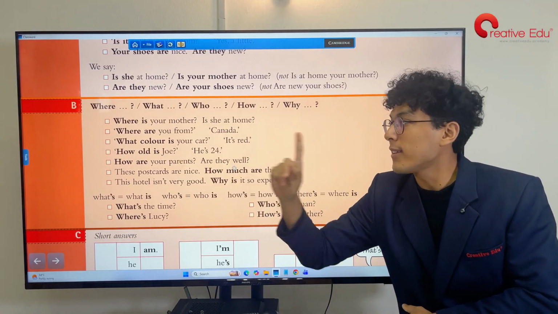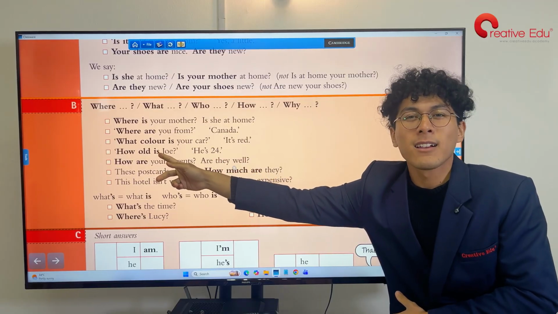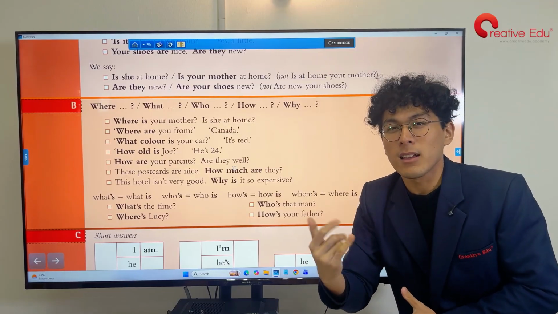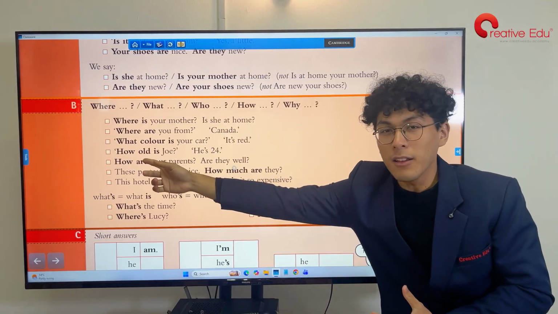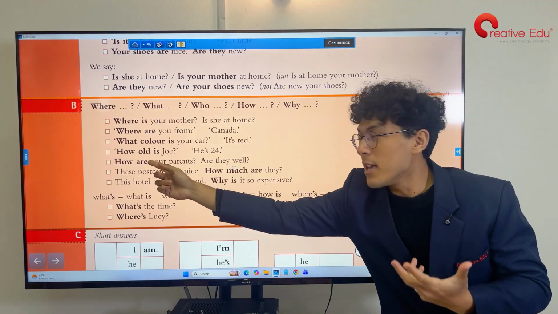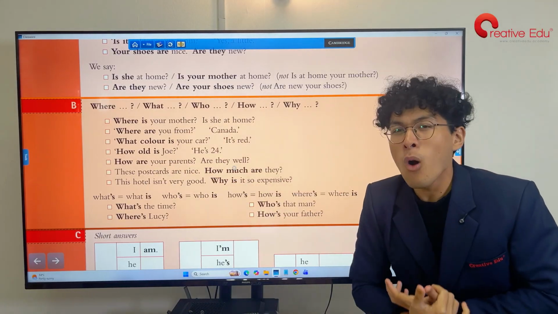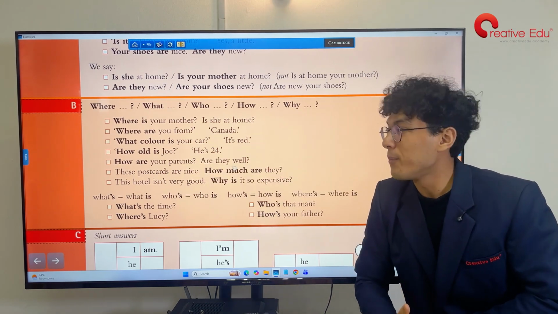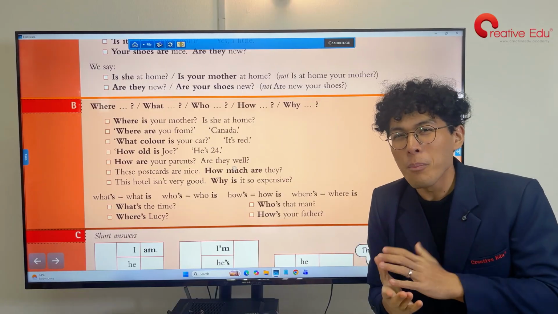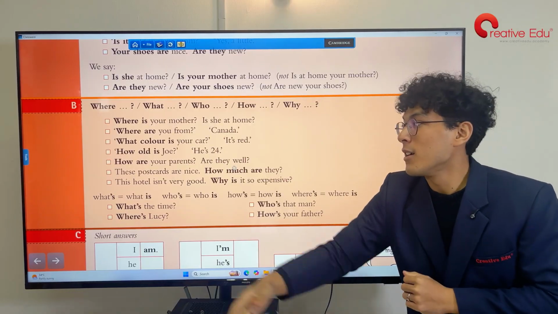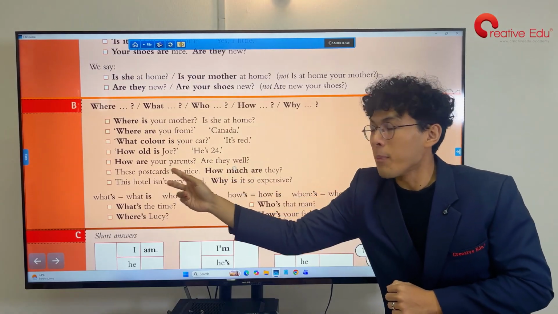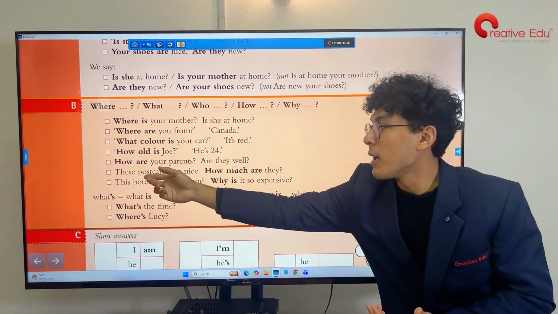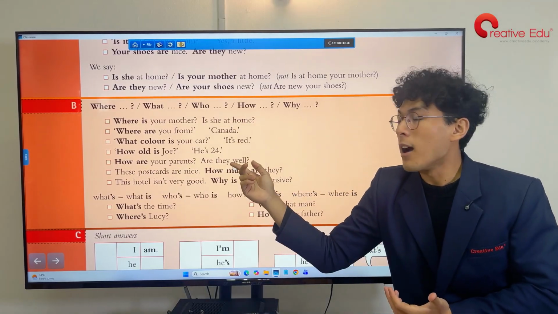Second, for what, we use what color is your car? Or what brand is your phone? Then, for numbers or age, we use how old is Joe? He is 24. Or how much does this cost? Or how are your parents? When we want to know the state of something. How are your parents? Are they well?